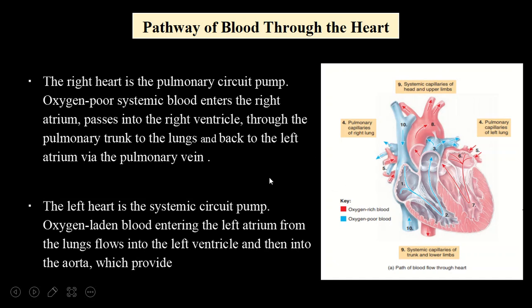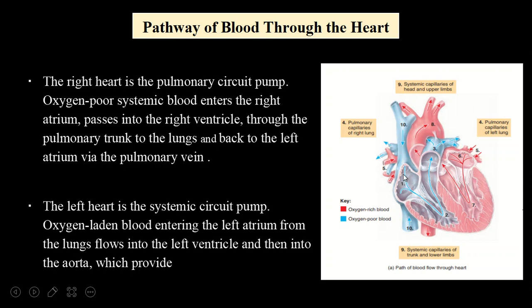So how does the blood pass through the heart? First, ang mangyayari is the pulmonary circuit pump. The oxygen poor systemic blood, or deoxygenated na blood, papasok sa right atrium. So ang deoxygenated blood, oxygen poor blood, papasok sa right atrium by dito sa superior and inferior vena cava. So the deoxygenated blood will enter the right atrium by the superior and inferior vena cava.